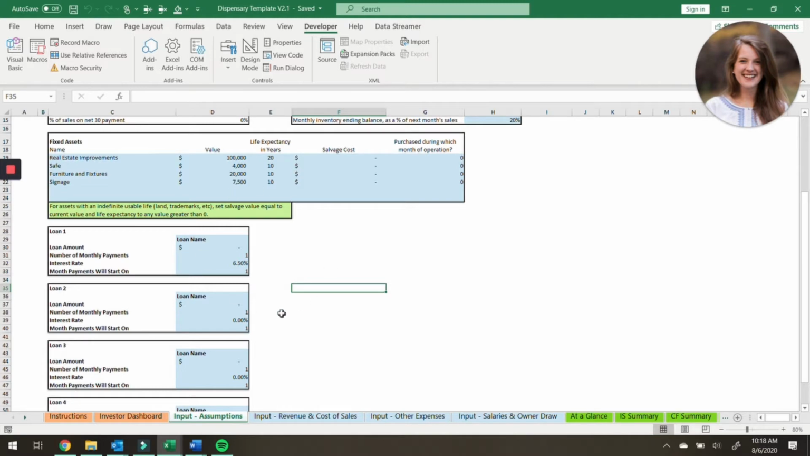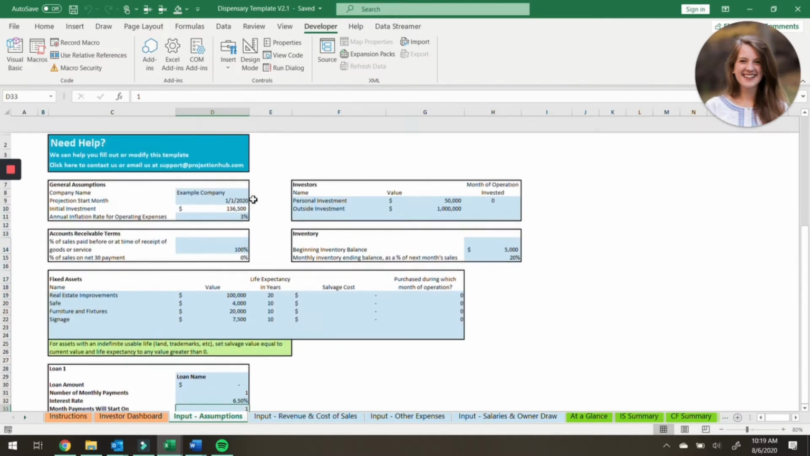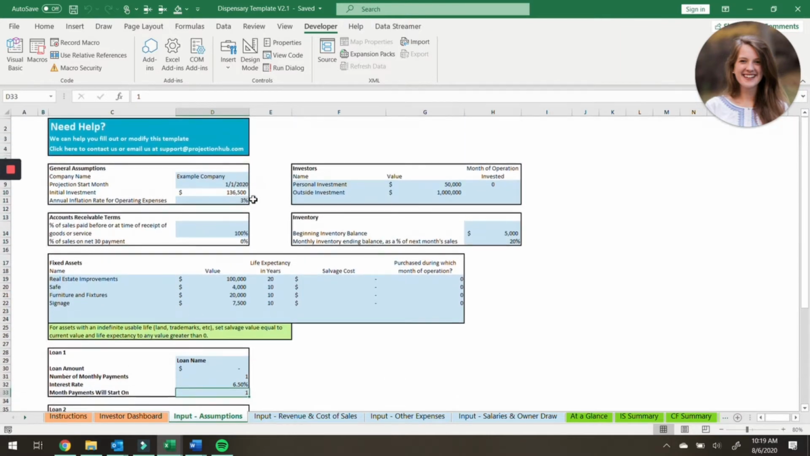You can also enter any loans that you receive down here. You can enter up to 4. You enter the loan amounts, the amount you receive, the number of monthly payments, the interest rate, and then the month that payments will start on. Note in the model, for example, if we say that payments will start on month 1, it's going to be assumed that you receive the funds in month 0 or right before the balance sheet starts. So if your first payment is month 5, then the model will show the cash coming in month 4. So you can update that number accordingly.